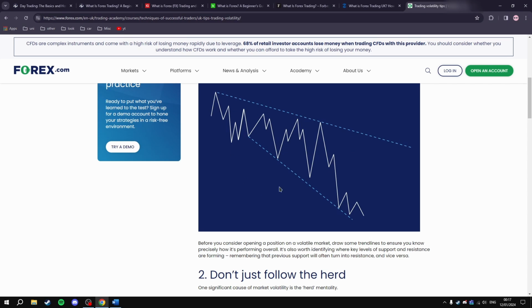Before you consider opening a position on a volatile market, draw some trend lines to ensure you know precisely how it's performing overall. It is also worth identifying where the key levels of support and resistance are forming, remembering that previous support will often turn into resistance and vice versa.